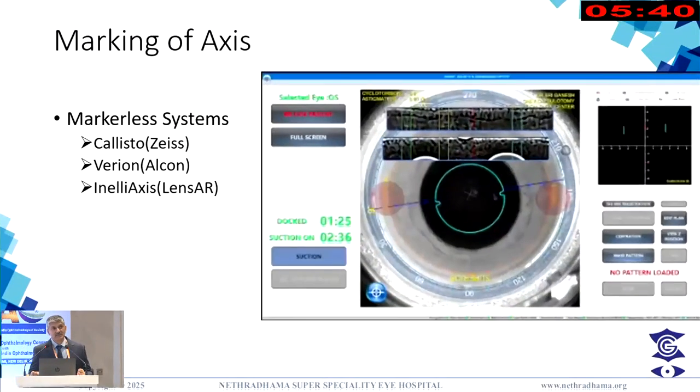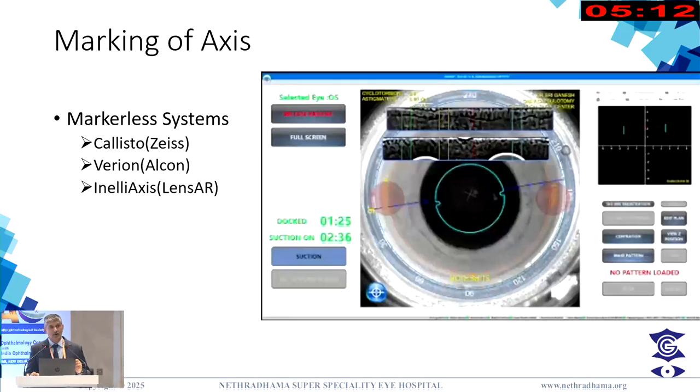Marking of the axis is very important, because if you don't have your toric IOL on axis, then you will have residual astigmatism. If you're off axis by 10 degrees, then you lose almost about 30% of the toric power. If you're off by 30 degrees, then you lose all effect. And if it goes beyond 30 degrees, then you can actually increase the astigmatism. So it's very important to place the lens on axis.